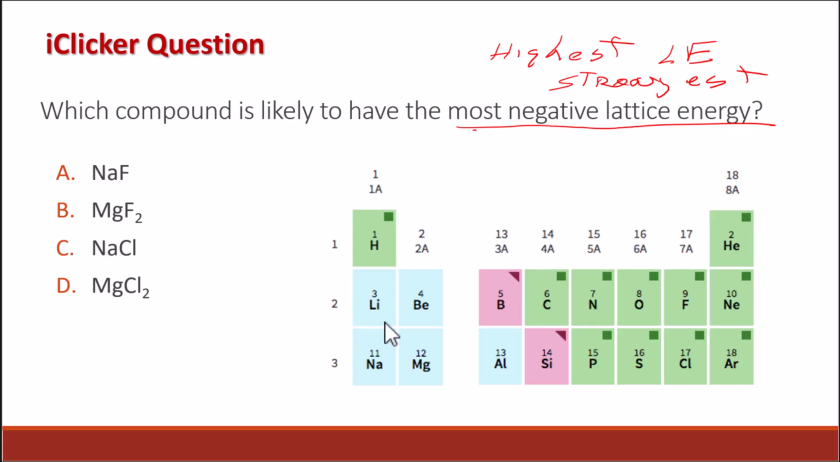So here's sodium right here, and it's got a +1 charge as a cation. Okay, so there's a +1. Here's fluorine, and fluorine as an anion has a -1. So we've got a +1 times a -1. Fluorine is really tiny. It's smaller than anything else here. Sodium's a little bit larger.